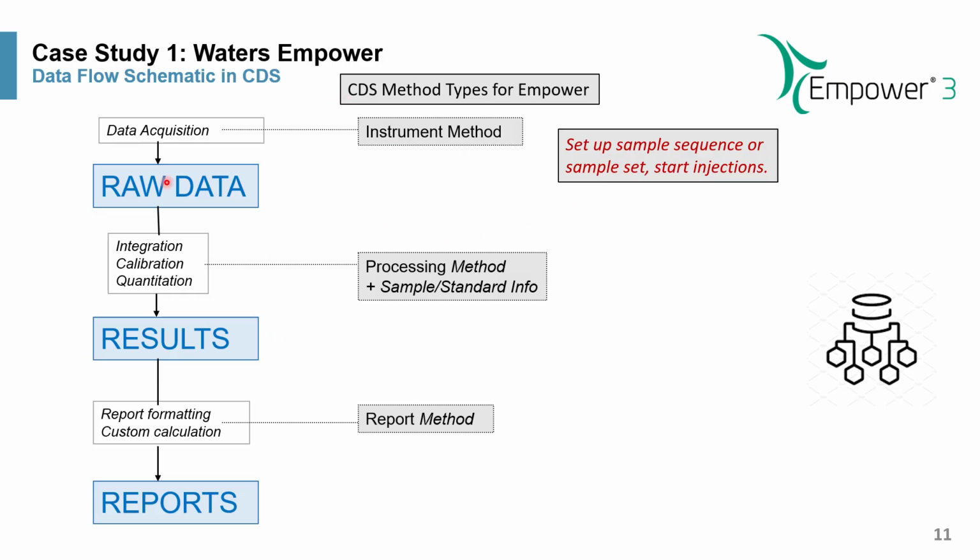these processes. So after data acquisition, we generate a set of raw data, which is archived, and then goes through a processing method or method set, which incorporates the sample and standard information to generate a result or result table. And then the results are transformed into a report using a report method or report method set, which formats the report appropriately for different assays and also incorporates any custom calculations. The report is what is eventually archived into the CofA.